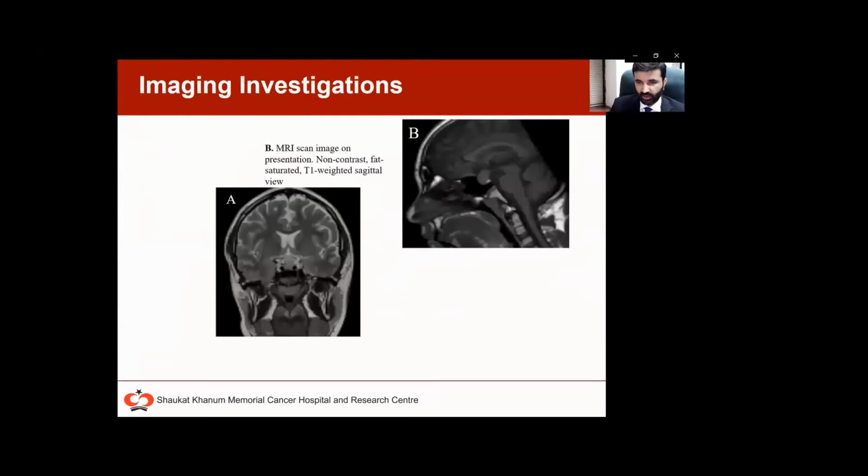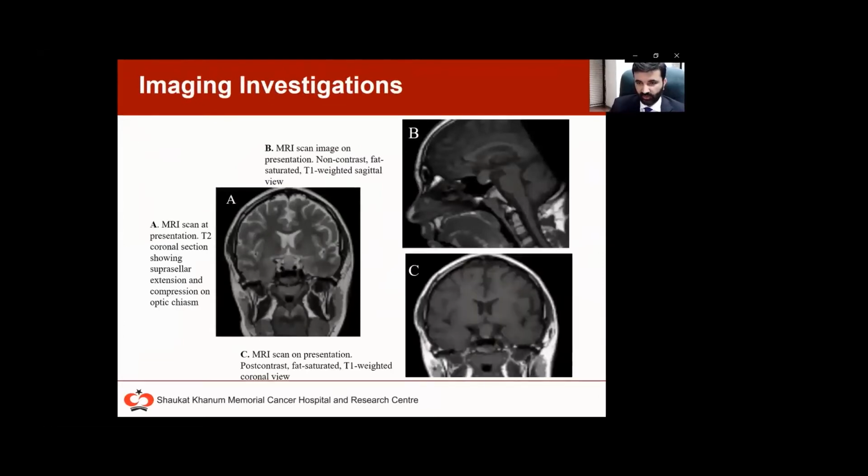Here I share the MRI scan of this patient at the time of presentation. You can see both the coronal and sagittal views. Once again, this reminds us of the first case, which is a smoothly enlarged, globular-looking pituitary gland.